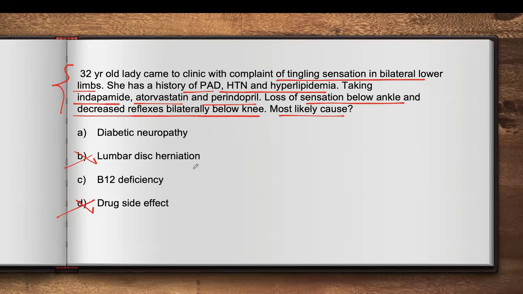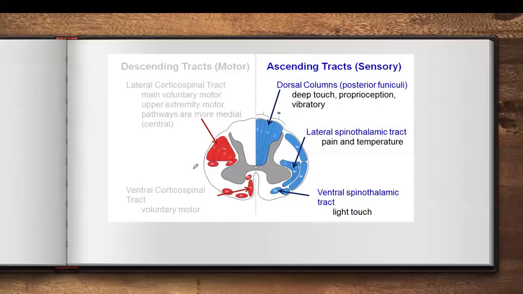The next two options are really confusing because both are very common causes of peripheral neuropathy. Now we need to have proper knowledge on these two topics to come to the diagnosis. So let's talk about B12 deficiency first. B12 deficiency is a common cause of peripheral neuropathy, and it causes a condition called subacute combined degeneration of the spinal cord.